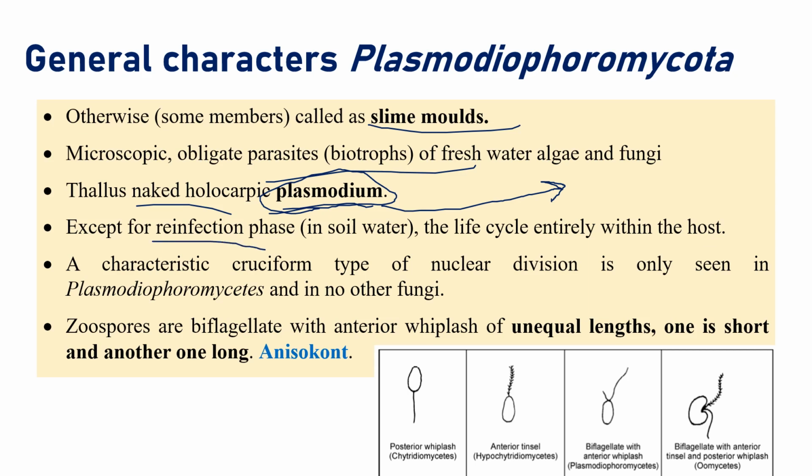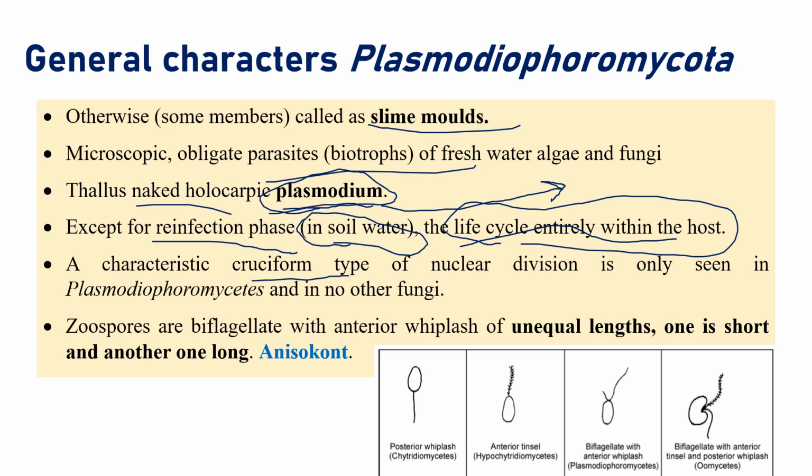Except the reinfection stage, the entire life cycle happens within the host. Now I am going to tell you the life cycle also, where you will understand what the reinfection stage is. The entire life cycle happens within the host only, in the root cells and cortical cells, except the reinfection stage, which happens in soil. Before reinfecting, sometimes it will swim in the water. The remaining entire life cycle happens within the host, especially root hairs as well as cortical cells.